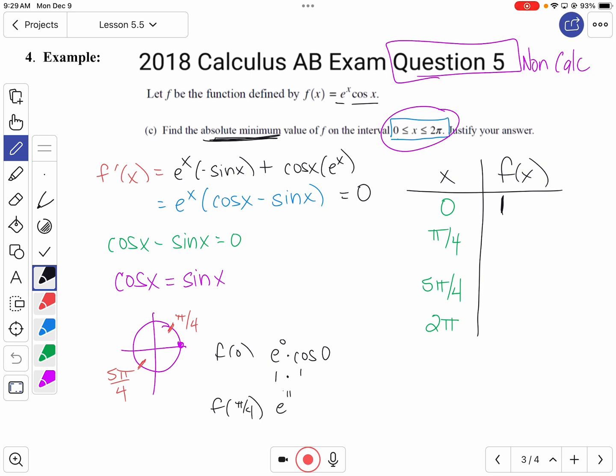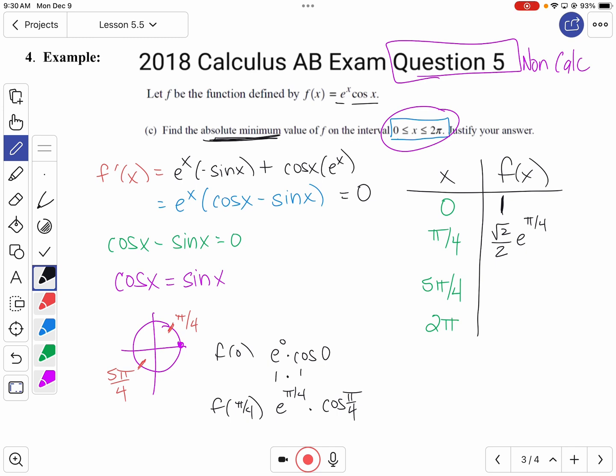Now, e to the pi over 4, I have no idea what that number is, times the cosine at pi over 4. Well, what's the cosine at pi over 4? Square root of 2 over 2 e to the pi over 4. No clue what that number is, but it's positive, which means it's more than likely greater than 1. Why do you think it's greater than 1? e to the x grows, so we know it's got to be bigger than 1.